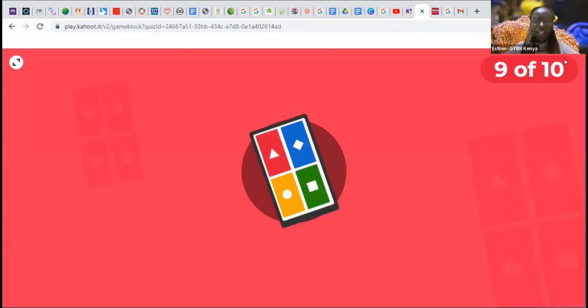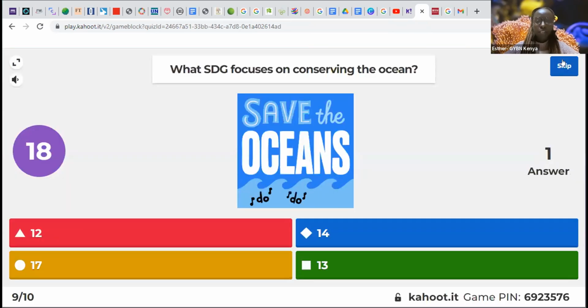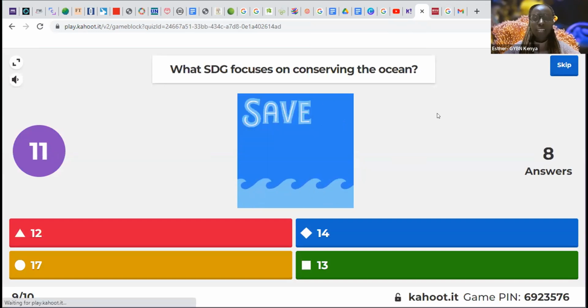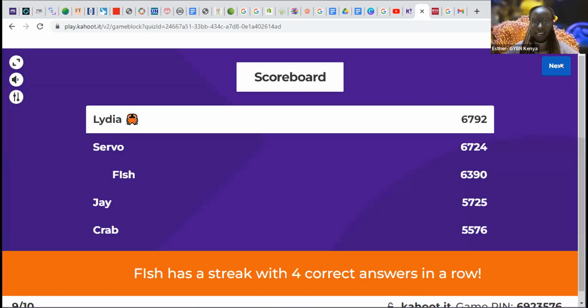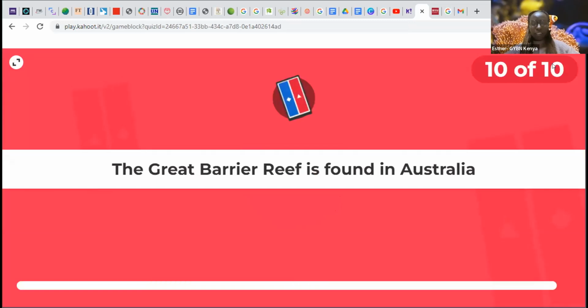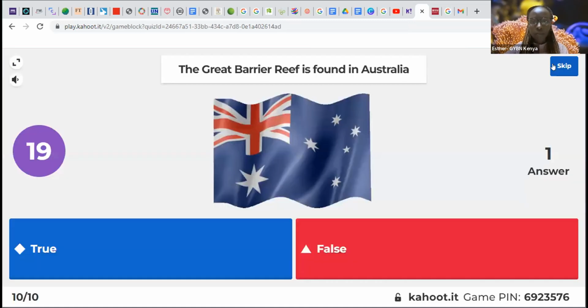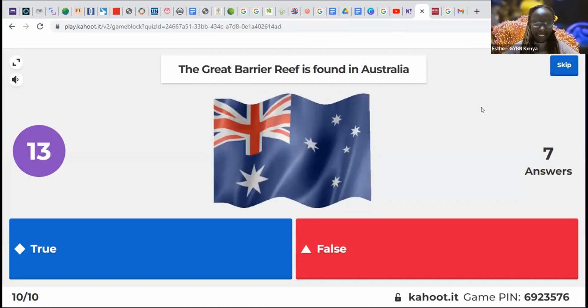No, the second last question. What SDG focuses on conserving the ocean? Everybody is going to get this, I believe. Yeah, thank you. Thank you so much. Now we're going to the last question. Yeah, it's a true or false question.